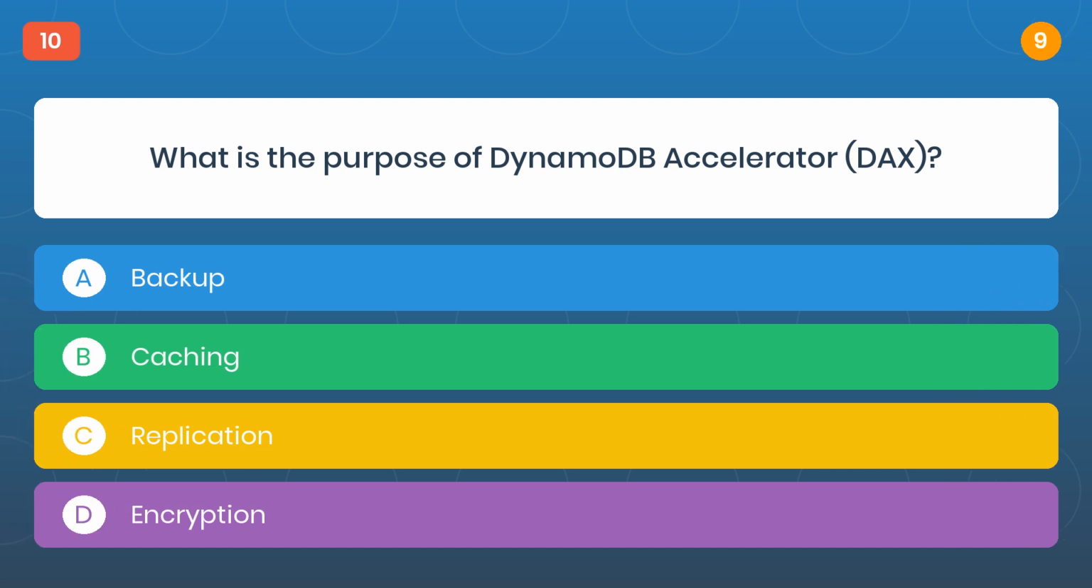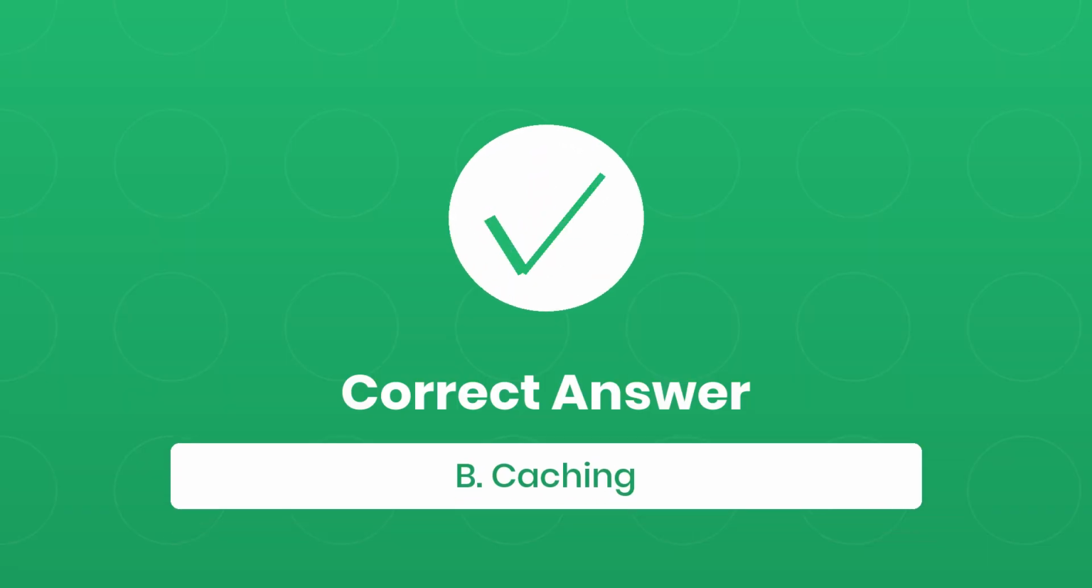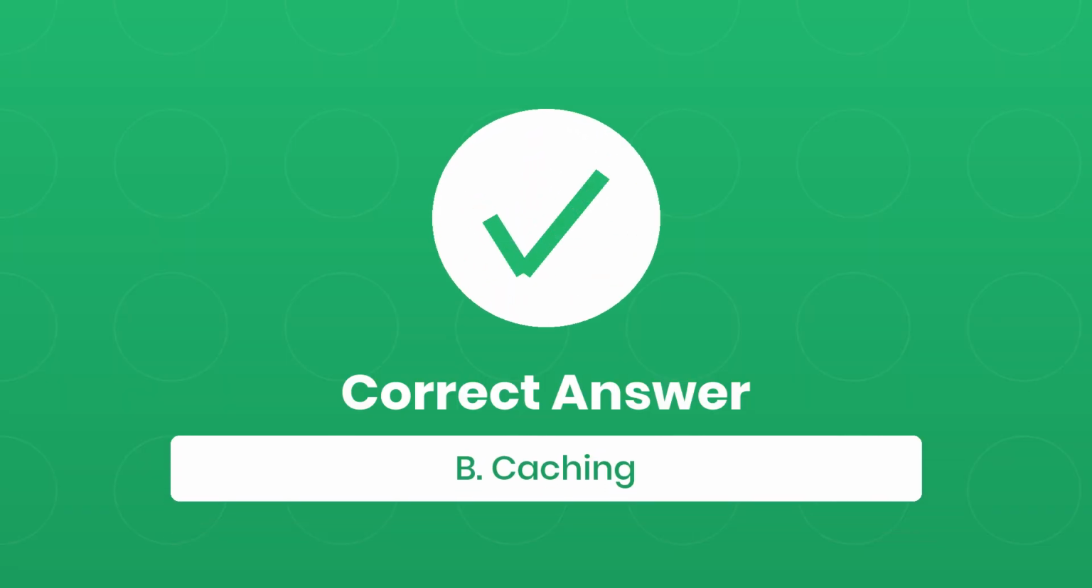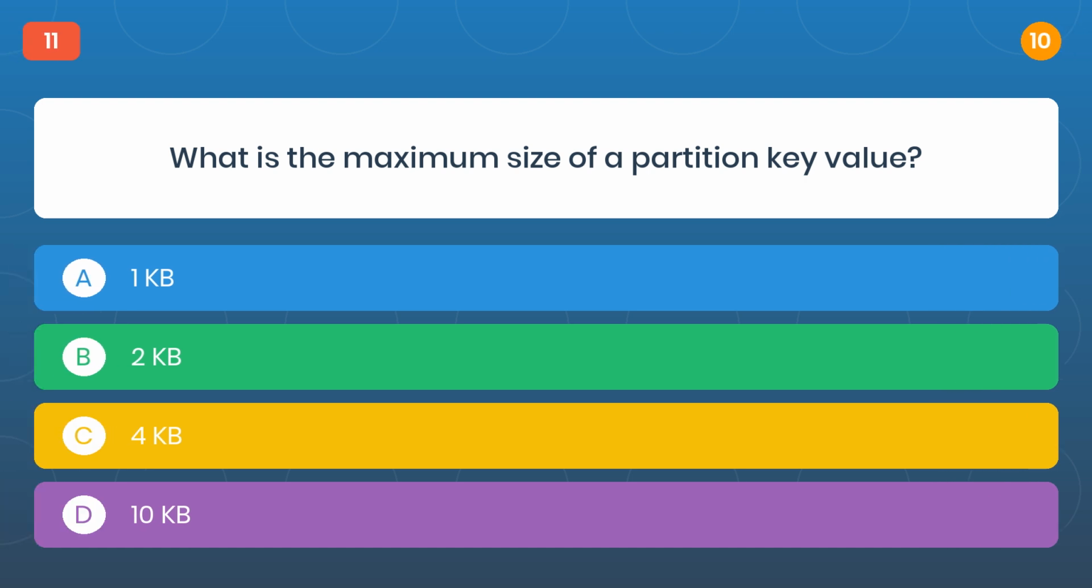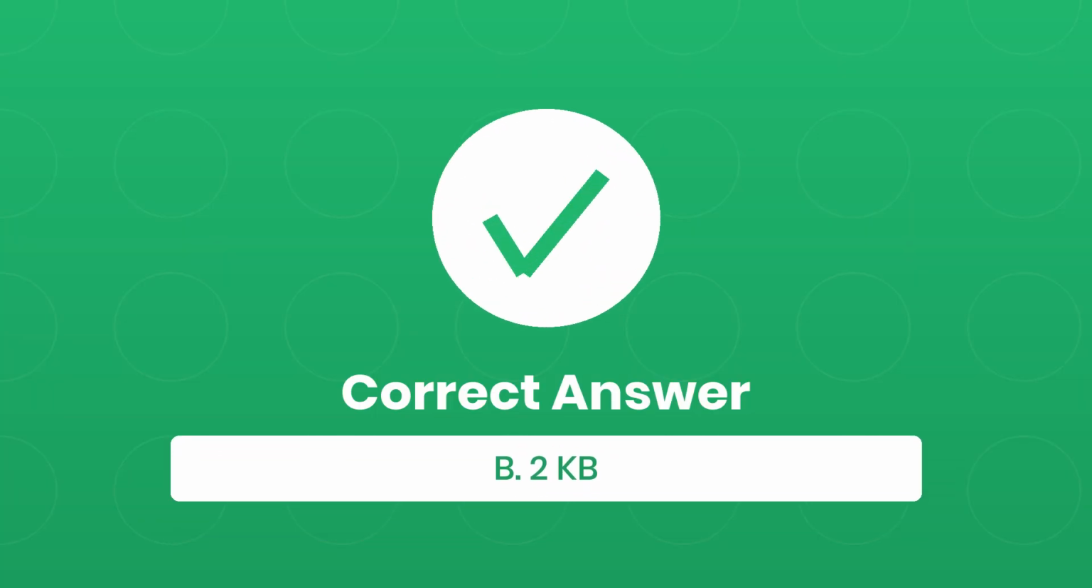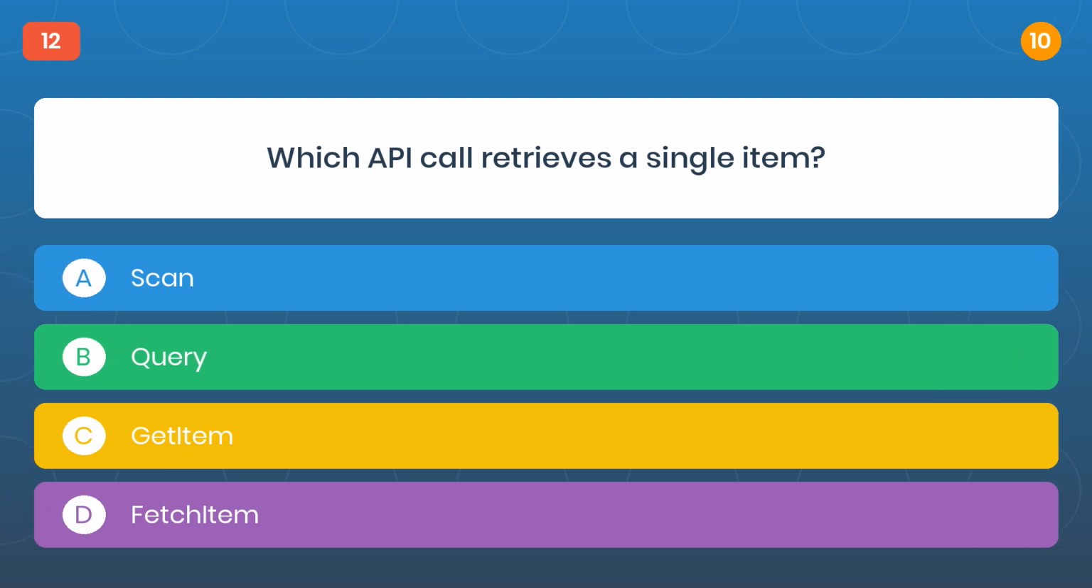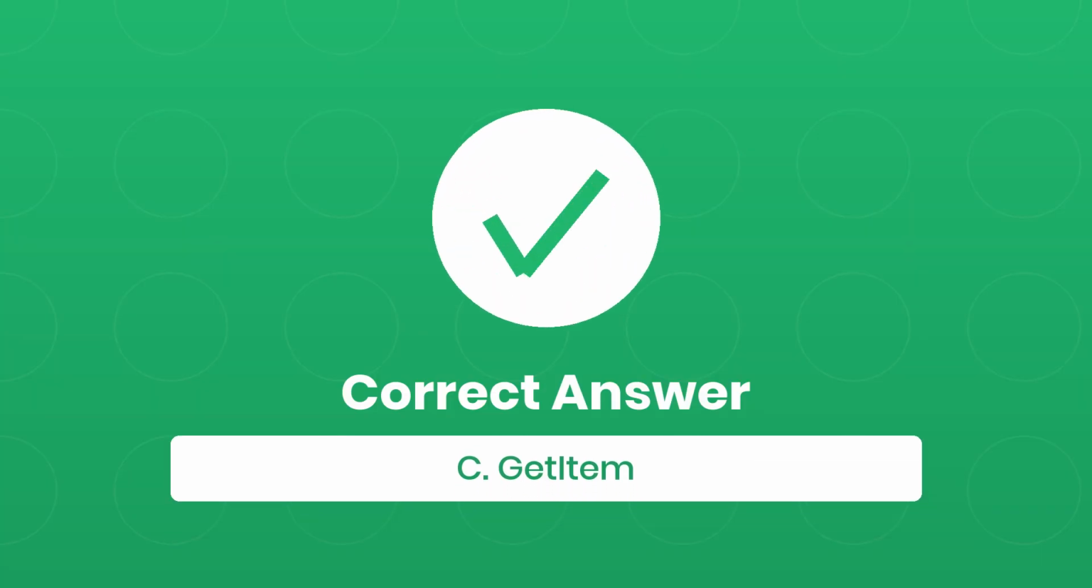Question 10. What is the purpose of DynamoDB Accelerator, DAX? The correct answer is B, caching. Question 11. What is the maximum size of a partition key value? The correct answer is B, 2 kilobytes. Question 12. Which API call retrieves a single item? The correct answer is C, getItem.